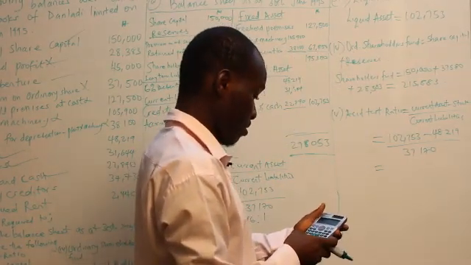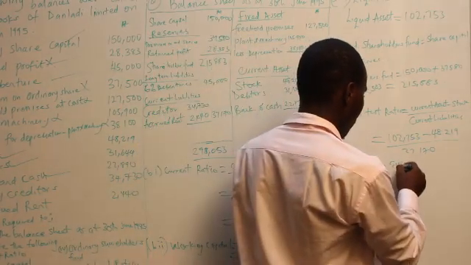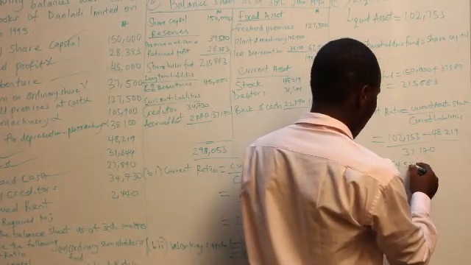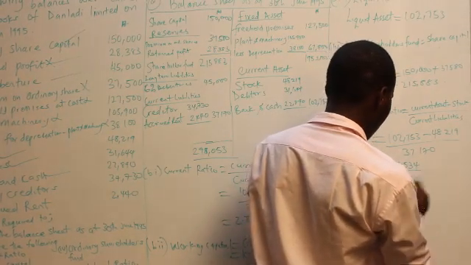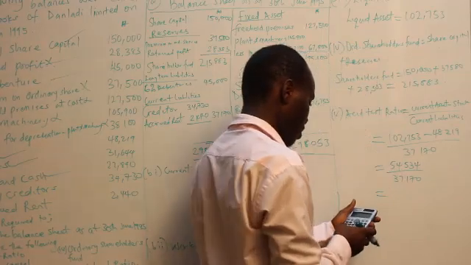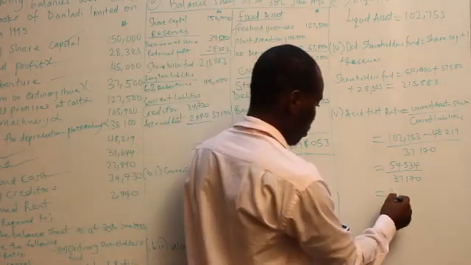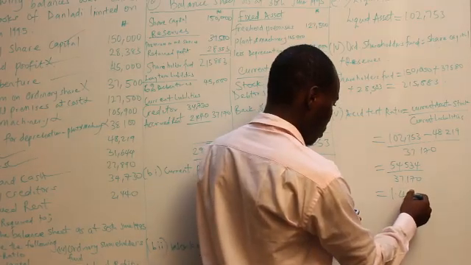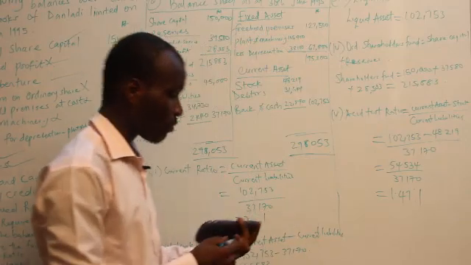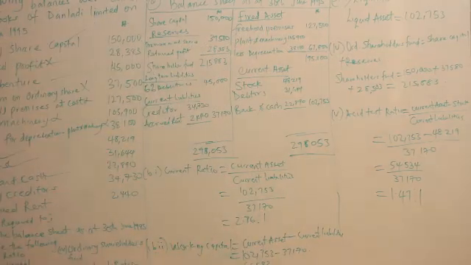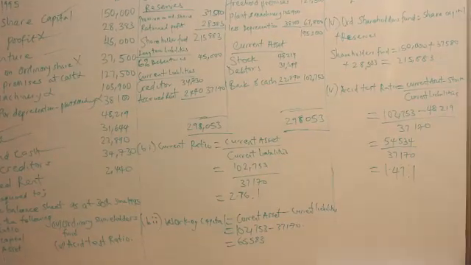So we therefore have 102,753 minus 48,219. So we have 54,534 over 37,170. Therefore we have 1.47 ratio 1. So I think that is all about ratio, an interesting topic.